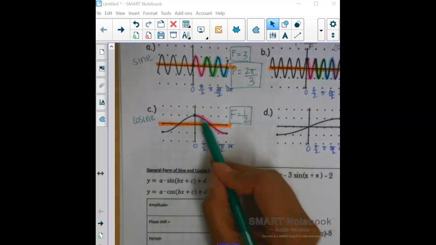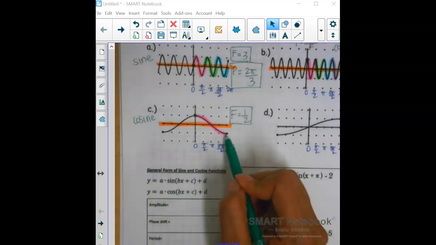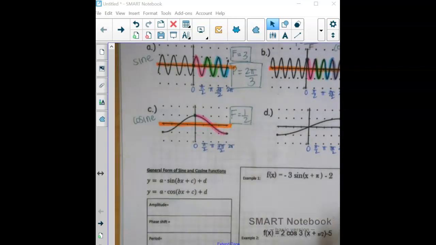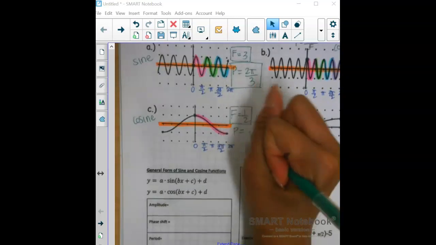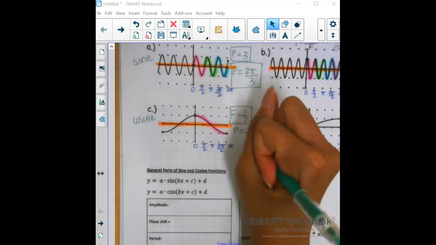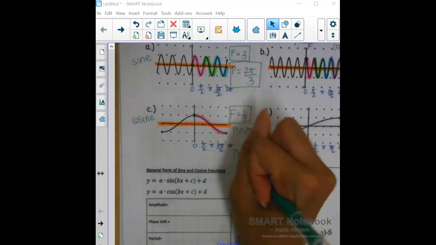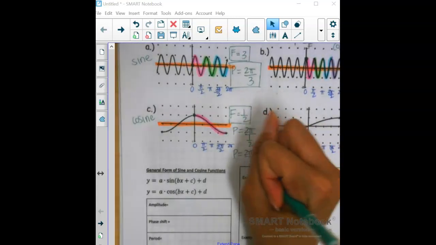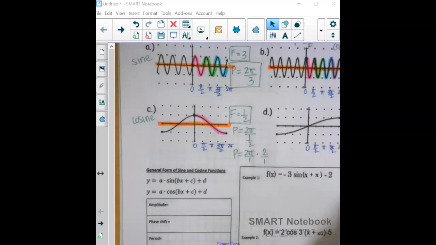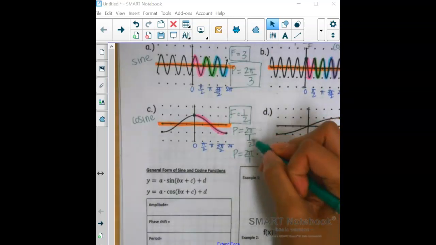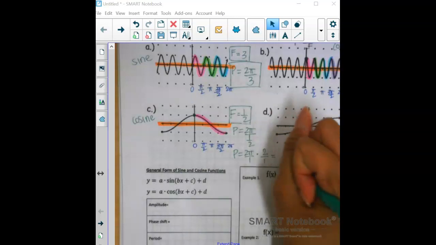Either way, for this graph, max, midline, minimum, we have half of the entire graph. So that's my frequency. I now need to calculate the period, which is 2 pi over that frequency. Well, for this one, obviously, you're going to have to keep, change, and flip. So 2 pi over 1, and then flip that fraction to make it 2 over 1. Your period here should be 4 pi.